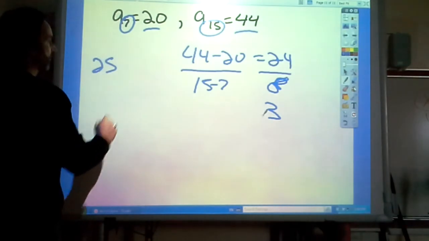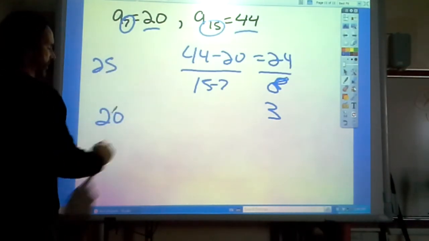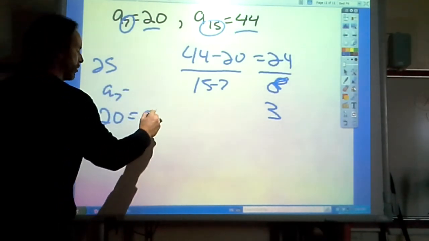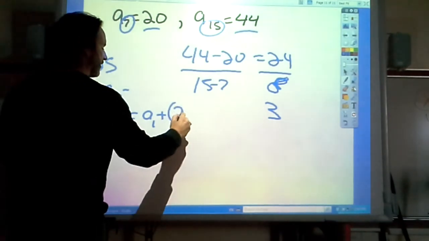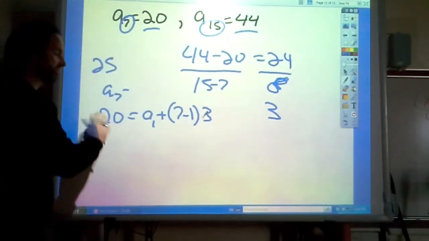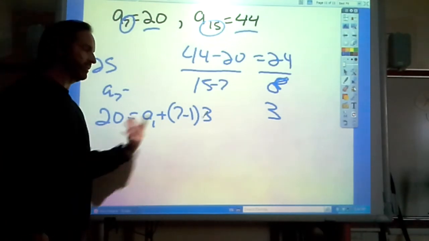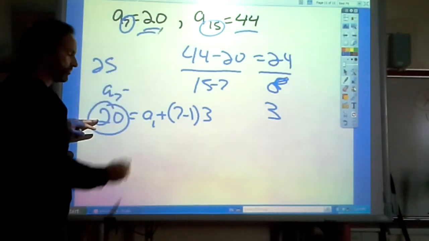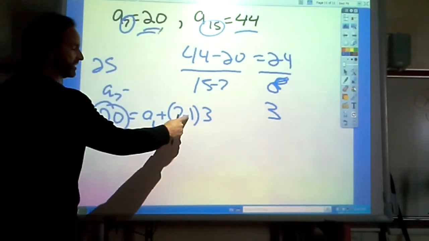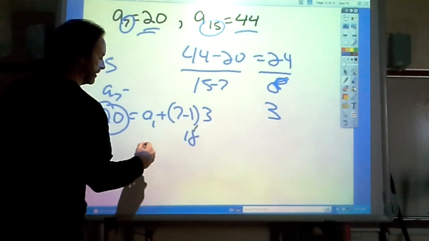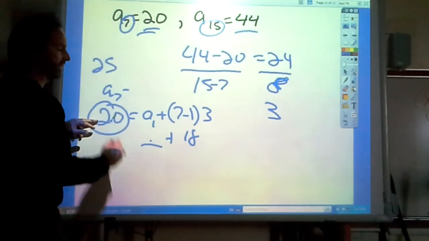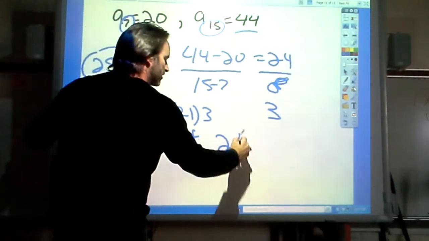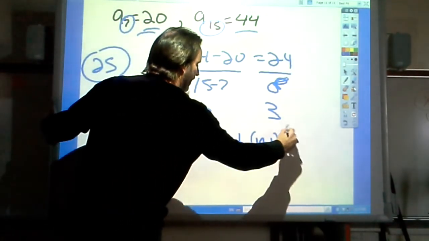So I know the 7th term is 20. So a sub 7 would equal my first term, which I don't know what that is, plus 7 minus 1 times 3. Okay, well this is the formula we used to get the 7th term. And we already know that it's 20, but now we can find out the first term. 7 minus 1 is 6, 6 times 3 is 18, 20 minus 18 is 2. So now I've got the first term, so if I need to find the 25th term or 50th term, it's 2 plus n minus 1 times 3.